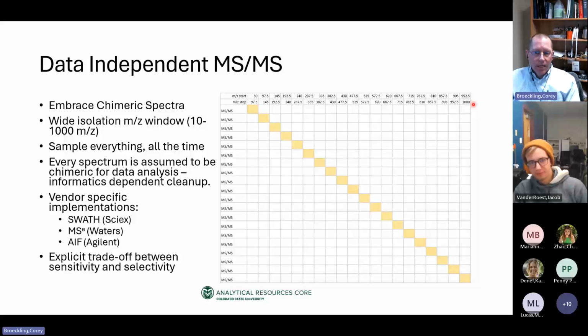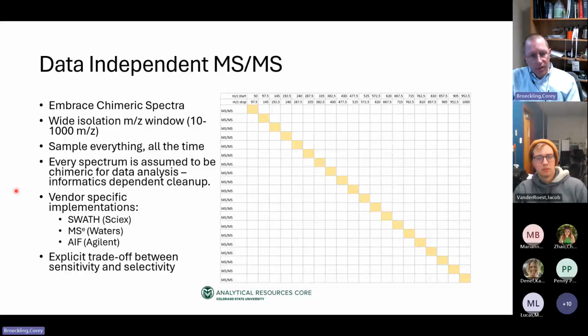So we can guarantee that coverage is good, that we have sampled everything that is detected, even in complex samples. The penalty that we pay is that the spectra are more complex. The MSMS data are now very complex. We have to assume that there are product ions for multiple precursors in every MSMS spectra, and it usually requires dedicated informatics to do spectral cleanup.